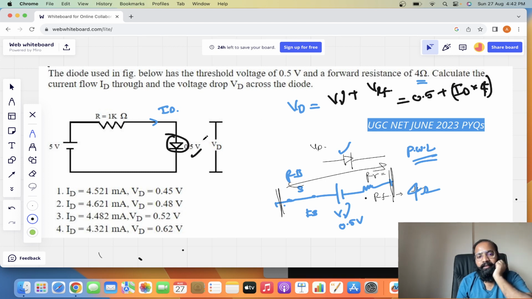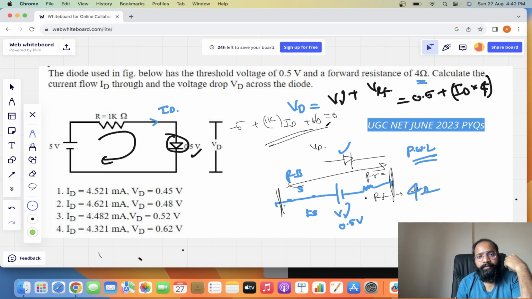Generally when you see this type of question, what we will do is, okay, let's apply the KVL and start doing the analysis by writing the KVL equation. This current is entering into the negative terminal, so minus 5 plus 1K into the current flowing through the diode plus VD is equal to 0. We will start doing so and so, etc.